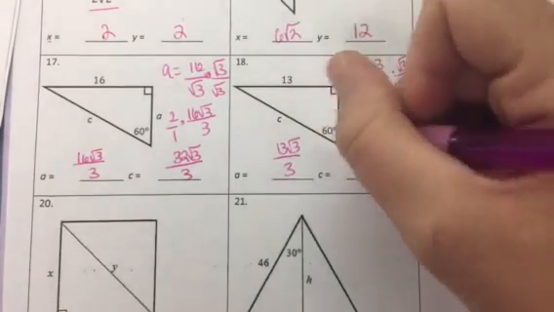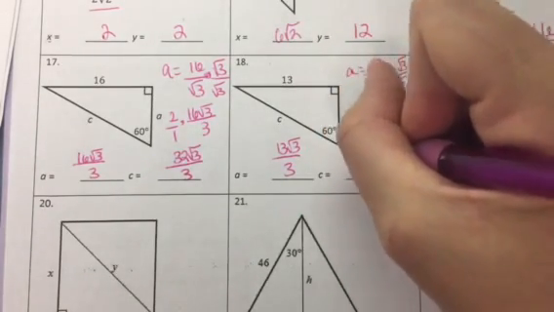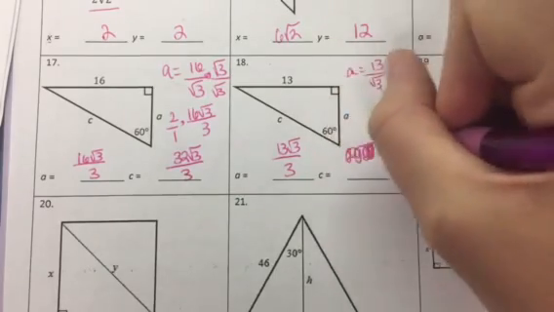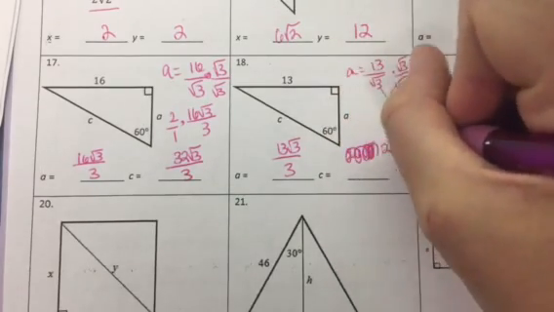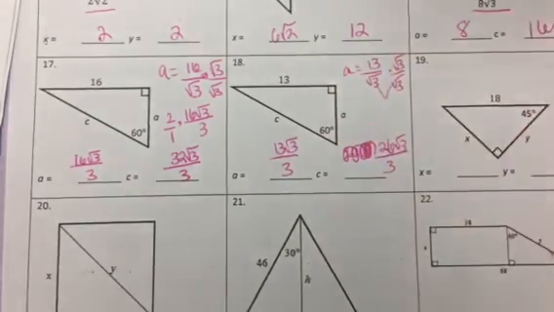And then double that for C. So 26 root 3. It would help if I could make words today. 26 root 3 divided by 3.